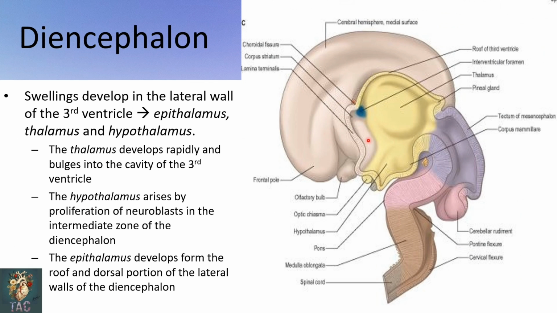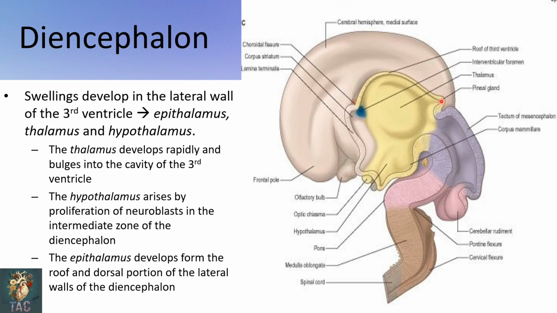So in this diagram, showing further developmental stages, you can see this blue is the interventricular foramen. Here you can see the thalamus has enlarged on both sides. It develops rapidly and bulges into the cavity of the third ventricle. When it enlarges, it becomes attached to the thalamus of the opposite side, and both thalami are attached to each other, forming the interthalamic adhesion. This is the area of the epithalamus. Here you can see the pineal gland is developing. This appears as an outpocketing.